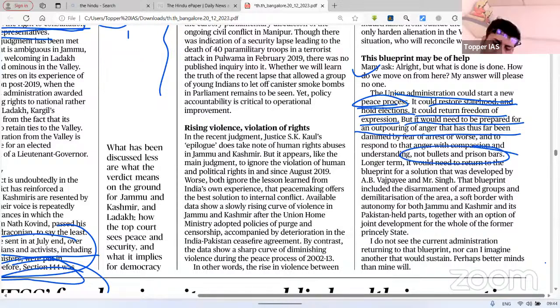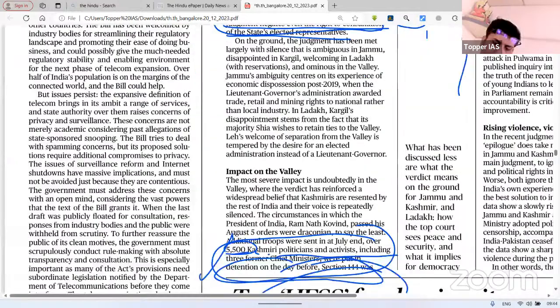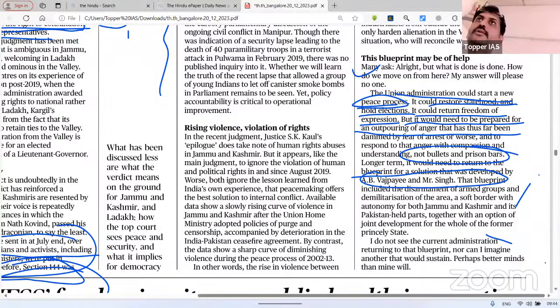So they always preferred a soft approach to solve a problem. You need to be interactive with the people, take concern for those people, and solve the problem. So use that approach only. That's what they're remembering. Okay. So longer term, it would need to return to the blueprint for a solution that was developed by Vajpayee and Manmohan Singh. Okay.